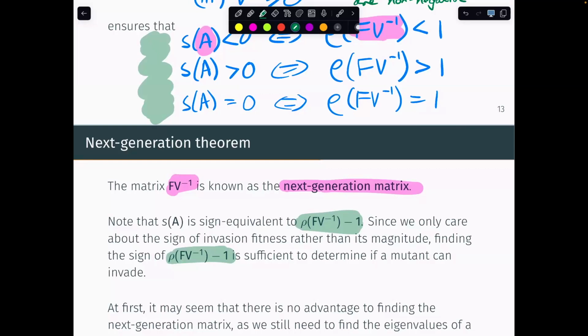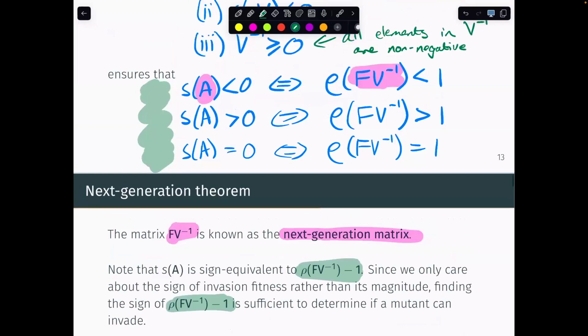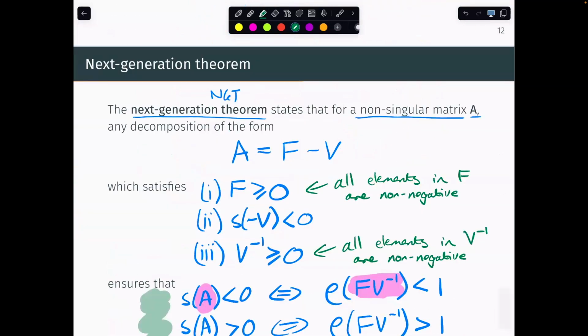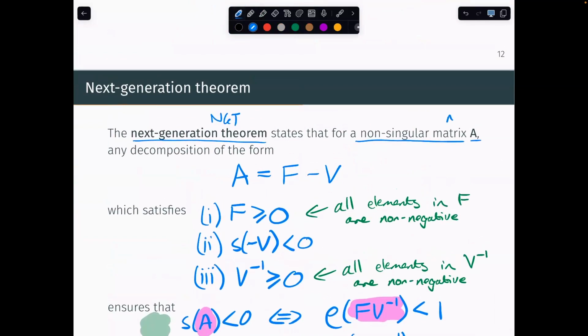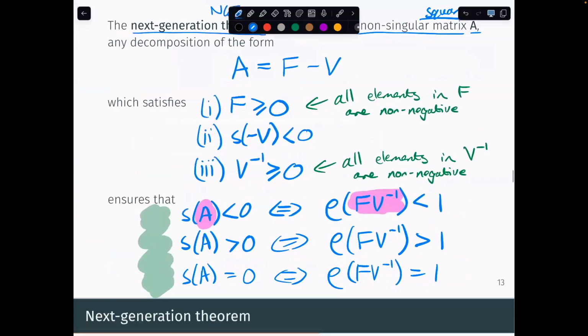Yes? Don't F and V have to be square? They will be, yes. I should say up here, I'm thinking of this in terms of our Jacobians, which are always going to be square. So this should be a non-singular square matrix. Yes, thank you. For the general theorem, yes, they have to be square.